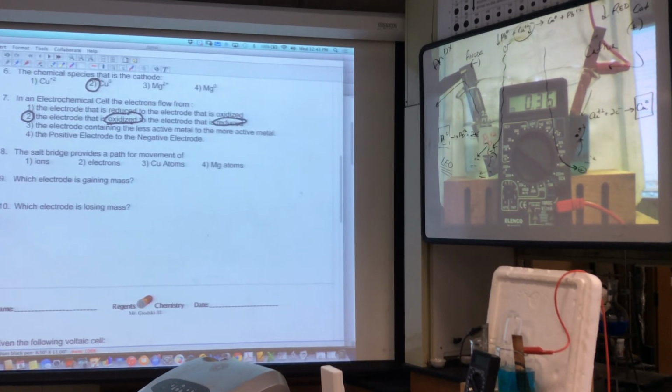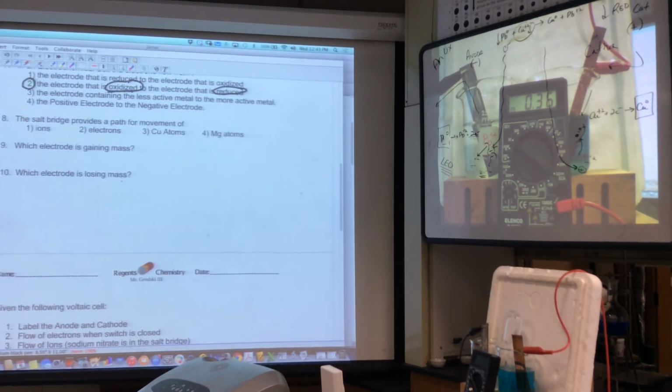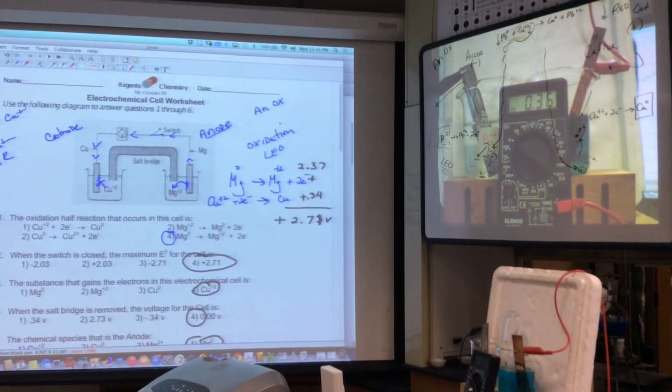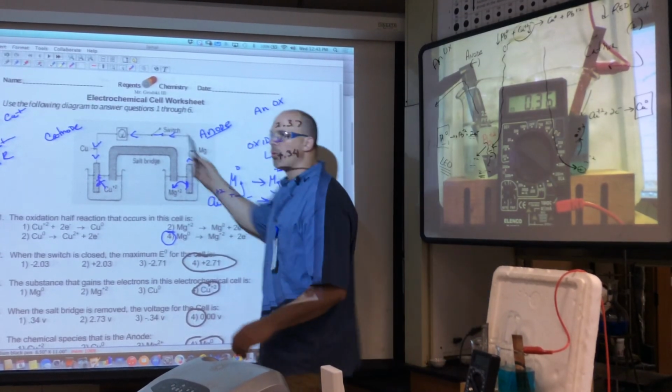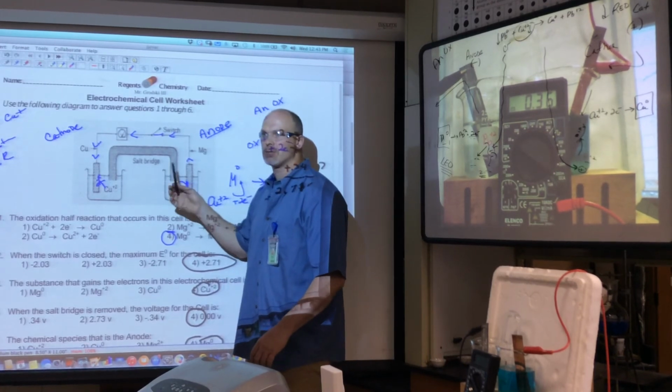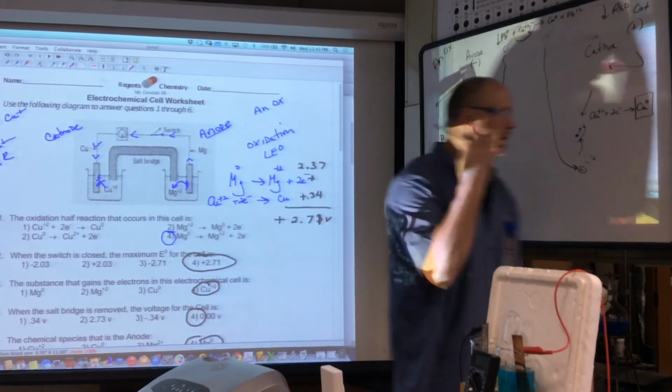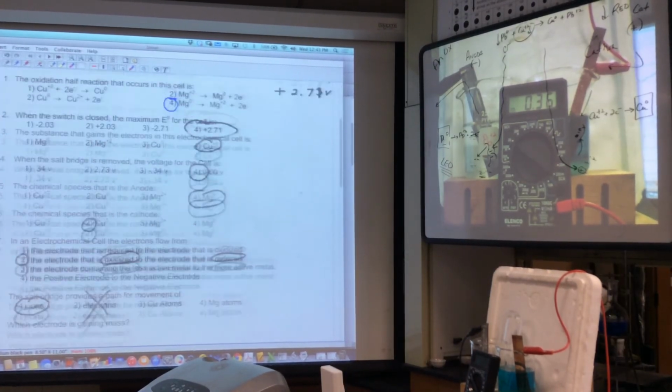Salt bridge provides a pathway for what? Ions only. If electrons travel through the salt bridge, and people will pick this, why would they ever go through the wire? They pick a path of least resistance. So ions flow to maintain electrical neutrality.